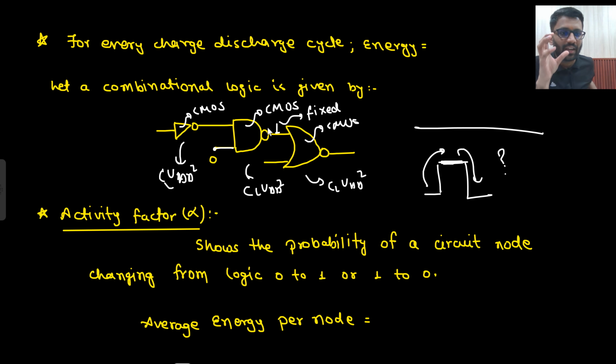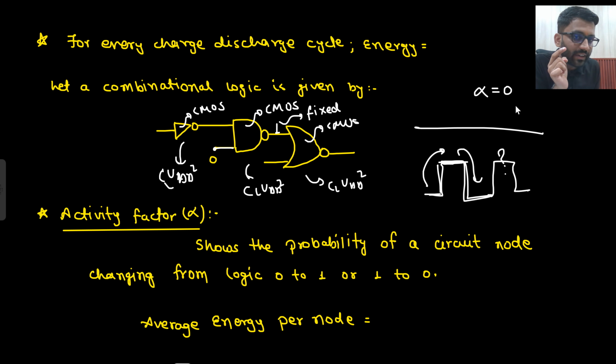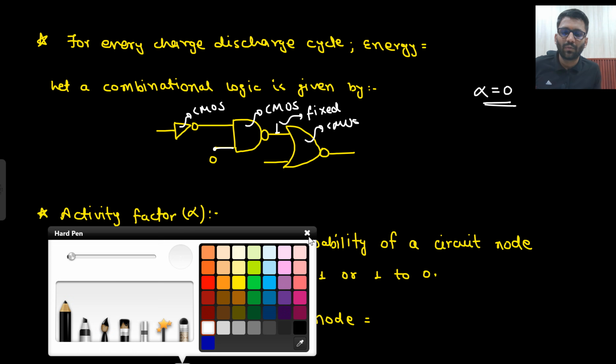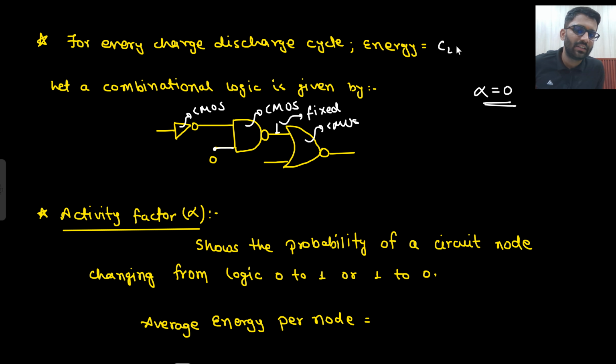So you need to introduce a factor that will tell how much time your output is changing or toggling. You can say toggle from 0 to 1 or 1 to 0. How much time it is toggling. So that is known as activity factor. It shows the probability of a particular node changing from 0 to 1 or 1 to 0. Here this node is not even changing, so for this the activity factor is 0. At the steady state it is fixed. Okay, so this is something we define. So let me write it down. What was the energy for every charge and discharge cycle? That total energy was CL VDD square.